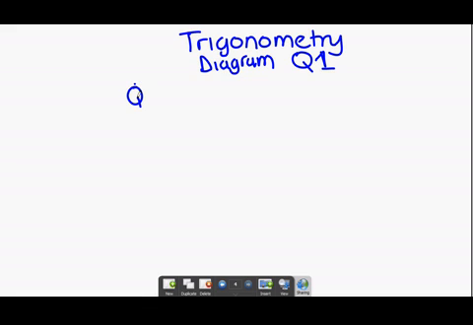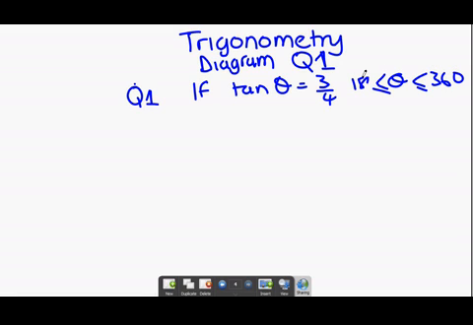So let's look at question 1. This is the first part of the condition. If tan theta is equal to 3 over 4 and theta is between 360 and 180.